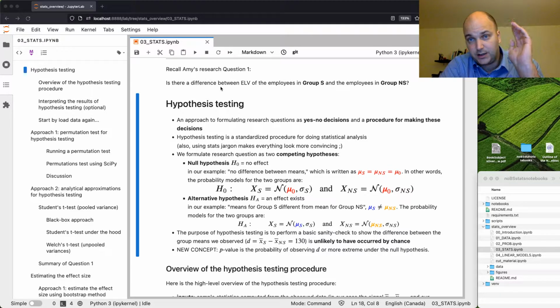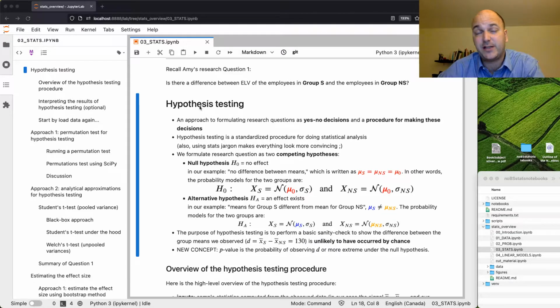So this detailed procedure to show that there is a difference between two groups is called hypothesis testing. And we want to make a clean-cut decision: yes, there is a difference between these two groups. That's a prerequisite for any other statistical analysis. First, make sure that the data is not due to chance. Okay?